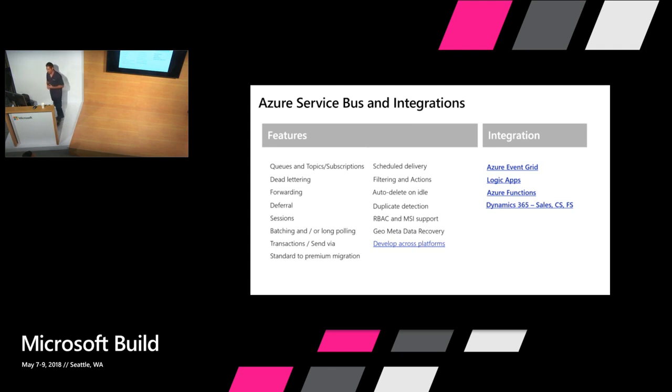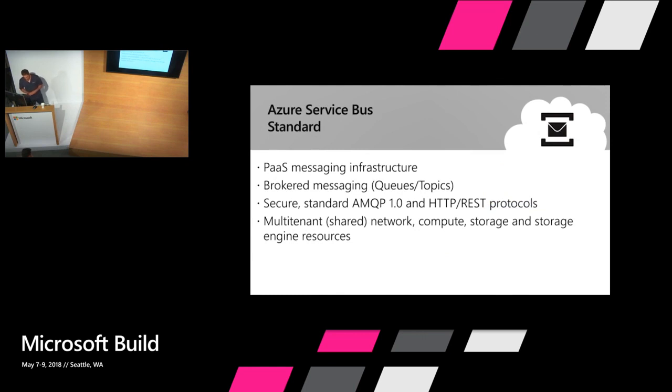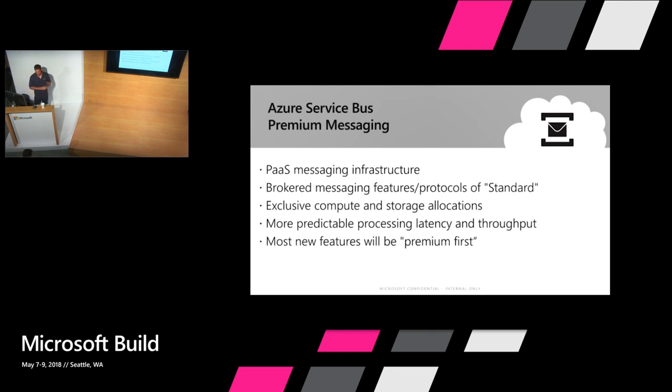And we support multiple dev platforms, which is Java, JMS, Qpid, .NET Standard. So we have 2 SKUs. We have Service Bus Standard, and we have Service Bus Premium. Both of them are basically AMQP 1.0 supporting. They support AMQP 1.0 and HTTP REST. Both of them do brokered messaging. There's a little difference to the Premium SKU. On Premium, you have your own dedicated resources, meaning performance is always entirely predictable. On Standard, you don't have that.